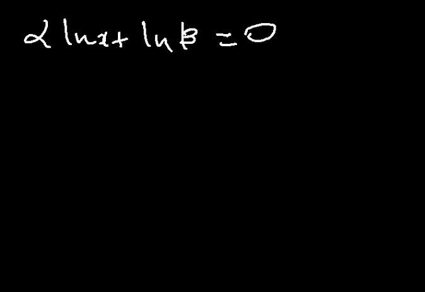Let's say we have alpha ln of x plus ln beta is equal to 0. Mind you, this is the same as ln m, and also this is the same as whichever we think about later. So try to solve for x there.